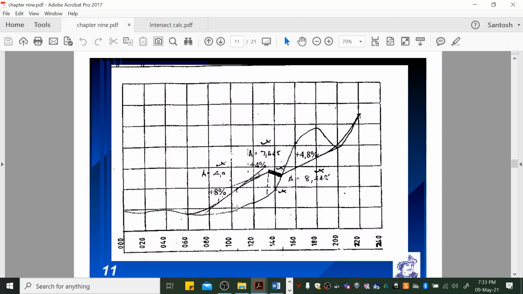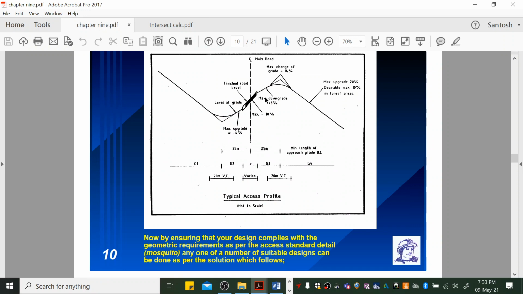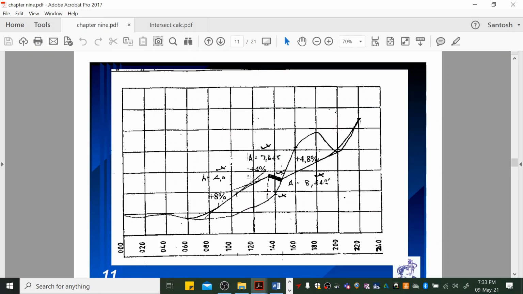Okay, so if one looks at it clearly, we restricted it to 4% because the mosquito diagram says it's 4%, meaning that you can't have a steeper grade entering an intersection because it'll have problems with sight distance and so on. And your vertical curve here at this point must be at least 25 meters away from the center of the main road. So when you're traveling along here, you can stop at the intersection before you negotiate a turn left or right into the main road.